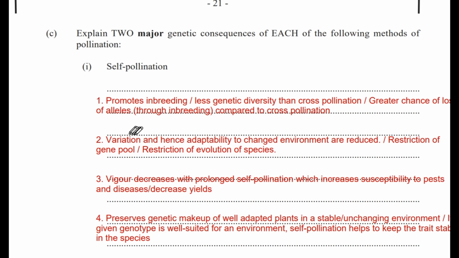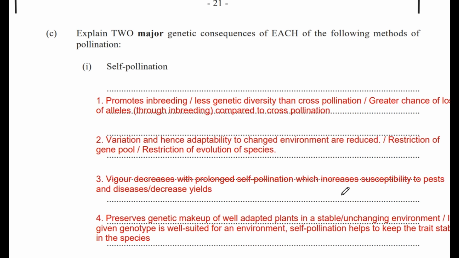Two, variation and hence adaptability to a changing environment are reduced. There's a restriction of the gene pool, a restriction of evolution. So with self-pollination, again, you have less diversity. So if a disease was to hit some of these flowers, it would affect them much more than if they were cross-pollinated, because they might not have the genetic diversity to overcome a disease or a pest.